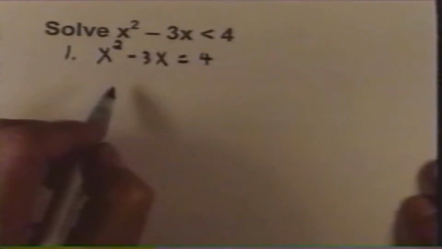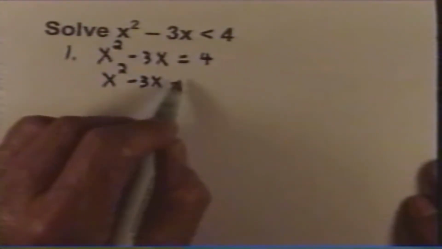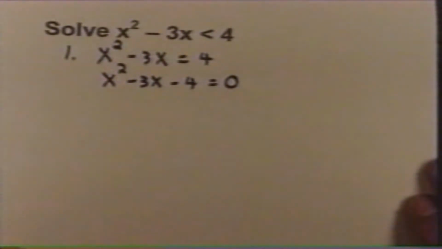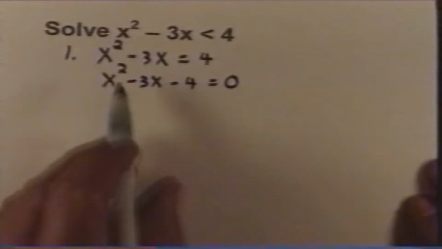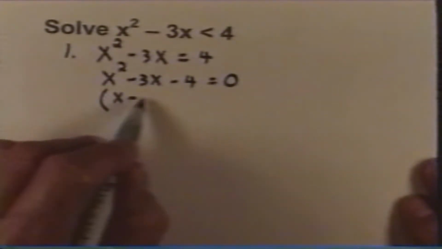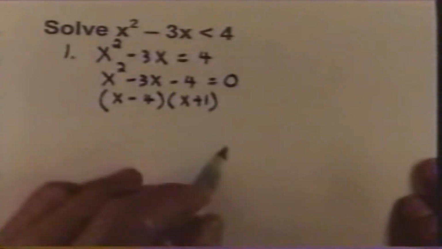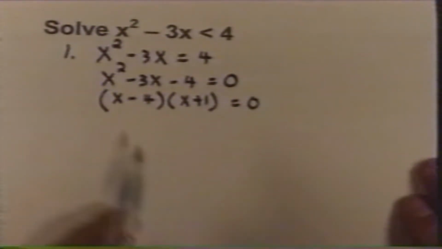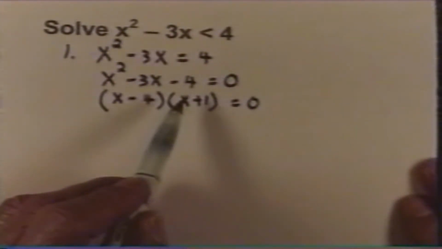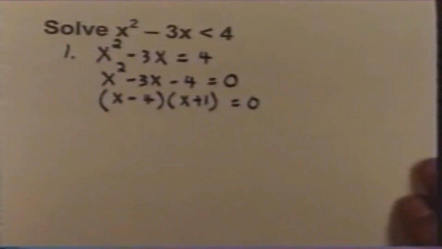Now we need to put this in standard form to get x squared minus 3x minus 4 is equal to 0. We can solve this quadratic equation by factoring. I can factor it as x minus 4 and x plus 1. And of course that product is 0. X times x is x squared. It's going to be a plus 1x plus a negative 4x, which is negative 3x, and a negative 4 times a positive 1 is negative 4.